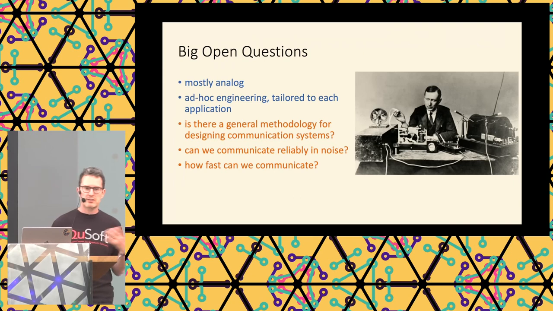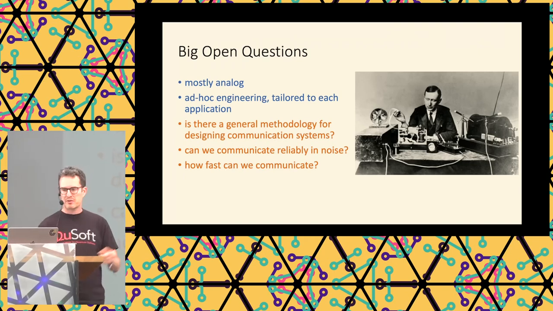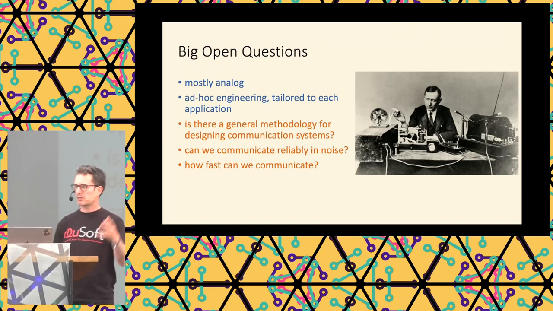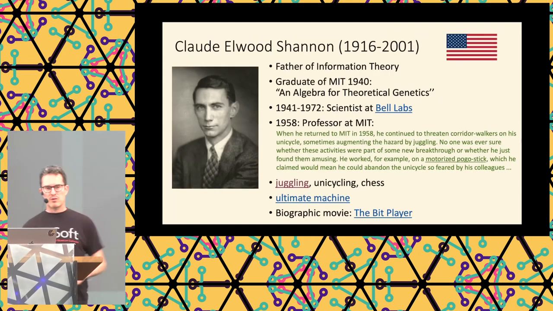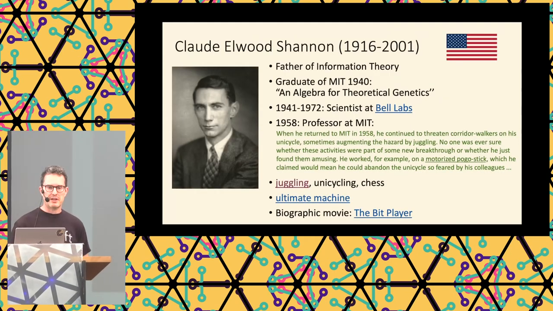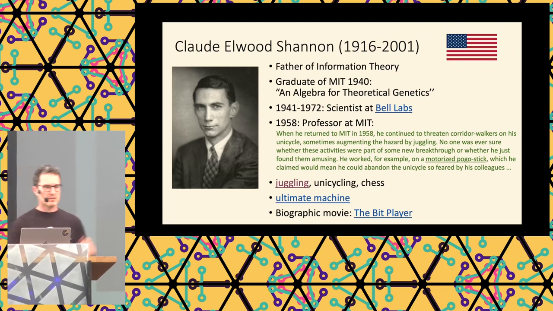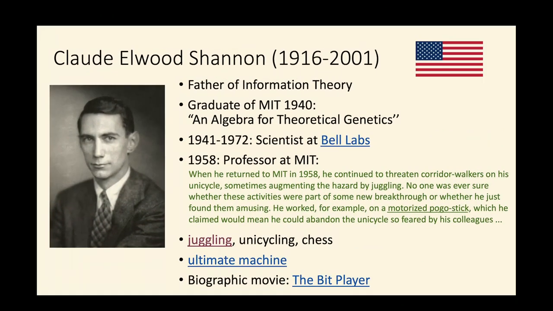But there were big open questions like, is there a general methodology for designing these communication systems? How can we actually reliably communicate in noise? You imagine these devices are very imperfect. There's a lot of problems with them. And how fast can we go in principle? And these questions were answered by our hero, the hero of this talk, Claude Elwood Shannon. He is the father of information theory. And as you just heard before, he is the one who invented the word bit.